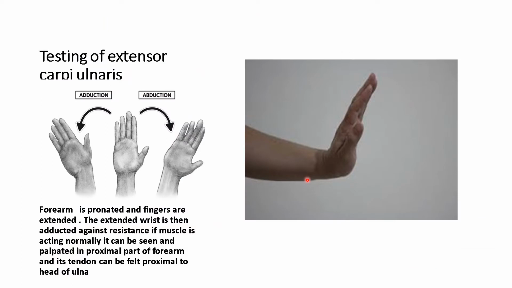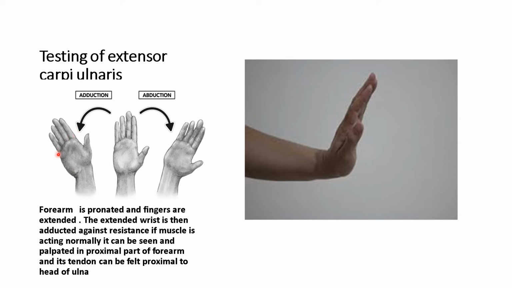So in testing of extensor carpi ulnaris muscle, the forearm is pronated and fingers are extended. The extended wrist is then adducted. So this is the midline position, and adduction is the movement of the hand towards the midline, and movement of the hand away from the midline is abduction. So the forearm is pronated and fingers are extended, and the extended wrist is then adducted against resistance. Resistance is applied here, and the extended wrist is then adducted.